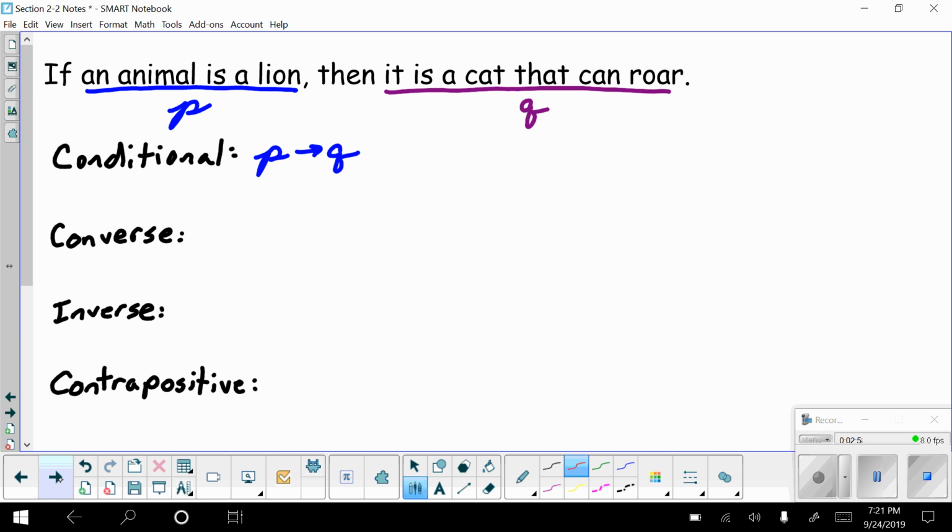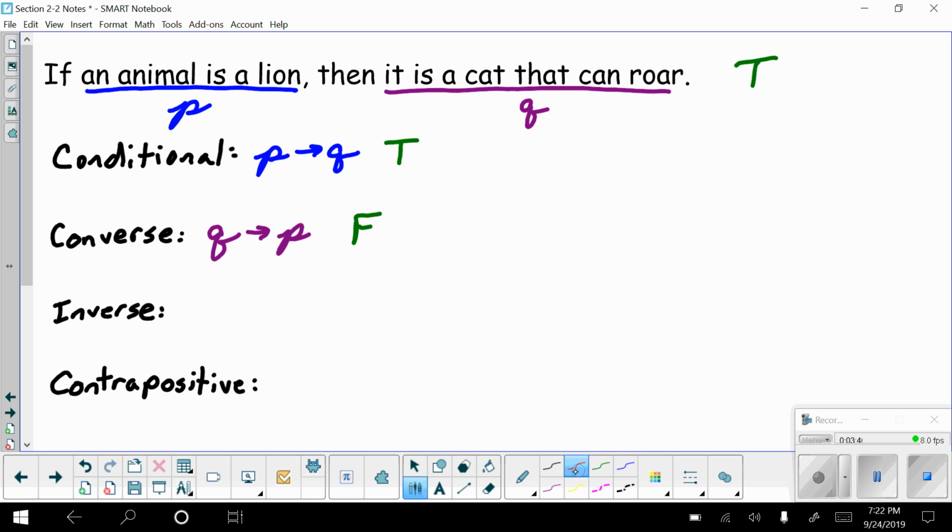So, for example, if I say, if an animal is a lion, then it is a cat that can roar, which is a true statement. For the converse, I would switch the hypothesis and conclusion. So my converse would be, if it is a cat that can roar, then an animal is a lion. While the original conditional was true, this is actually a false statement. And my counterexample would be a tiger.